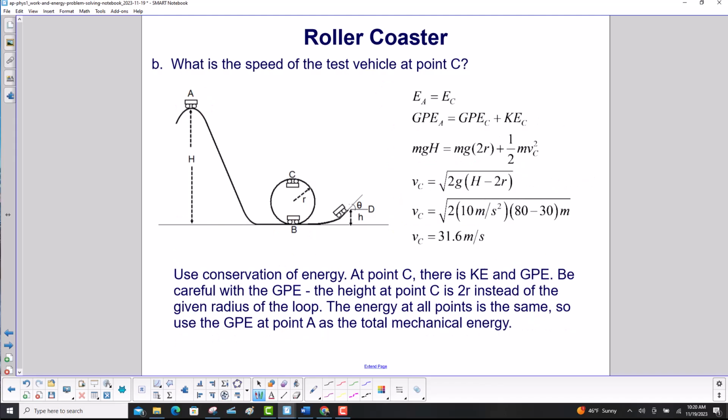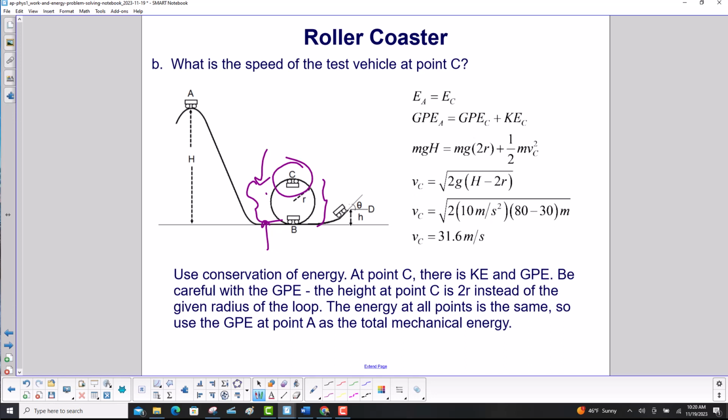Use conservation of energy again. At point C, there's kinetic energy and GPE. Be careful with the GPE. The height at point C that we need, this height here, is 2r. It's not the given radius of the loop, which is r. That's a common trick people fall for. So this height will be 2r.